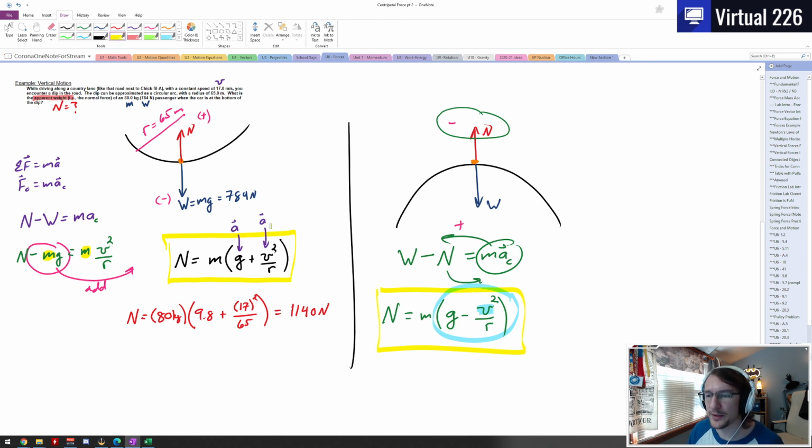So pretty cool things between these two equations. These are the equations that we're going to need for vertical loops, talking about centripetal forces here. And we're going to be looking at a scenario like this coming up in our next video for our practice problems. But until then, this is finished.